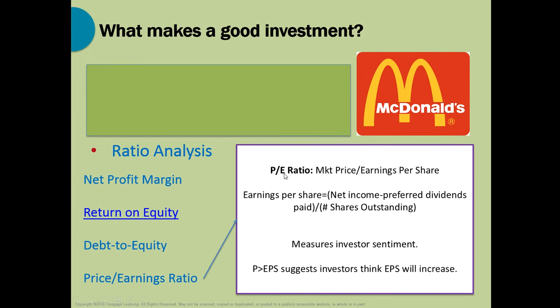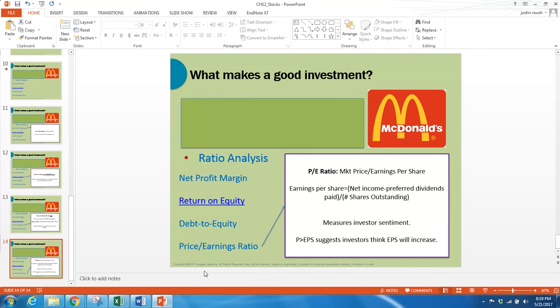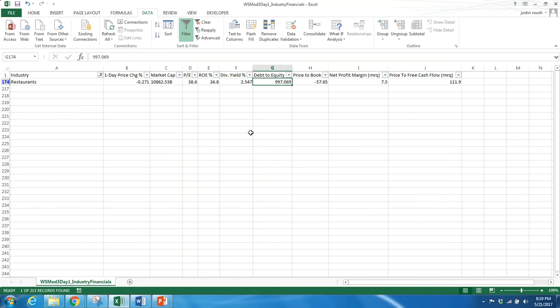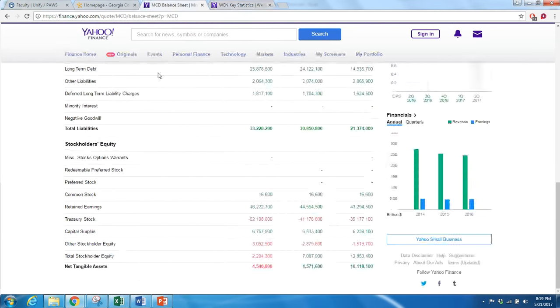If you see a P/E ratio that is large, then we're thinking that this company is going to grow. And so we can look at these things as well. The industry P/E ratio is 38.6. So the price is 38.6 times the earnings per share. And then, of course, we could go check out McDonald's.